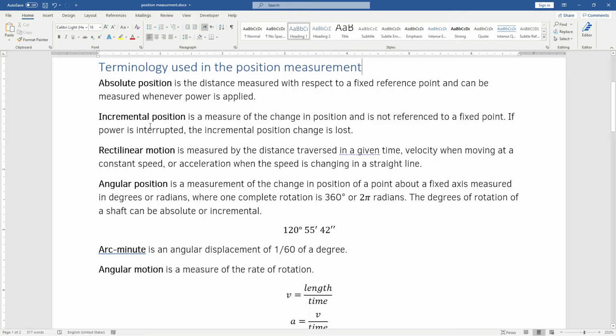The difference between these two things is that the absolute position has a fixed reference. The incremental is not a fixed point reference. This is the difference between them. If you measure the distance with respect to a fixed reference, and the important word is fixed, that means you will take the absolute position. If you are measuring the change in the position but not from a fixed point or fixed reference, that means you are taking the incremental position.